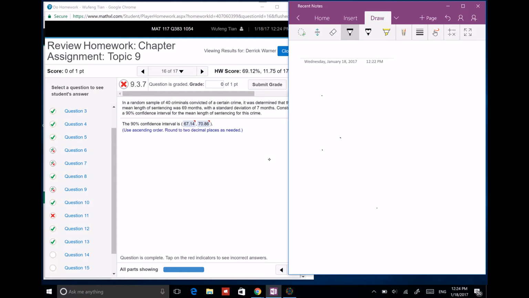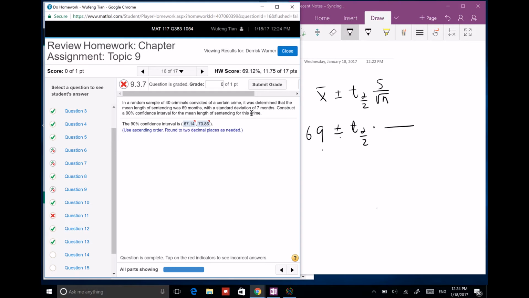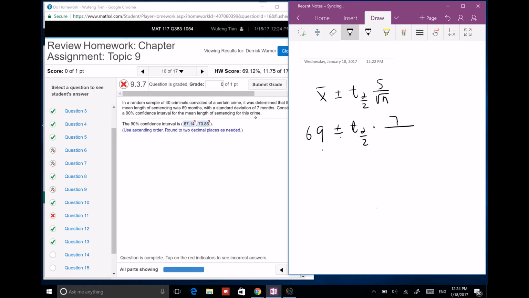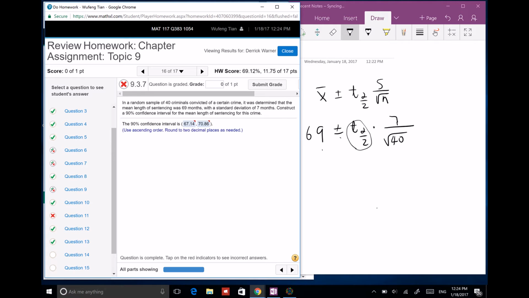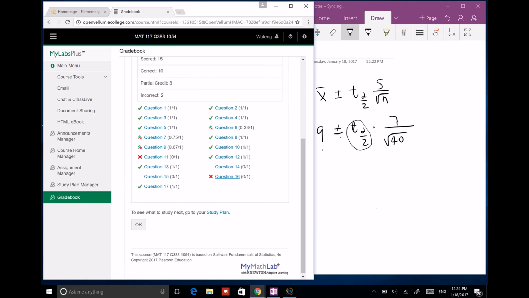The formula is x bar plus or minus t alpha over 2 times s over square root of n. Here x bar is 69, plus or minus t alpha over 2 times s. S is the standard deviation, 7. Square root of n is square root of 40. So we need to find t alpha over 2. This is the only thing I need to find. You can use an online t-score calculator.